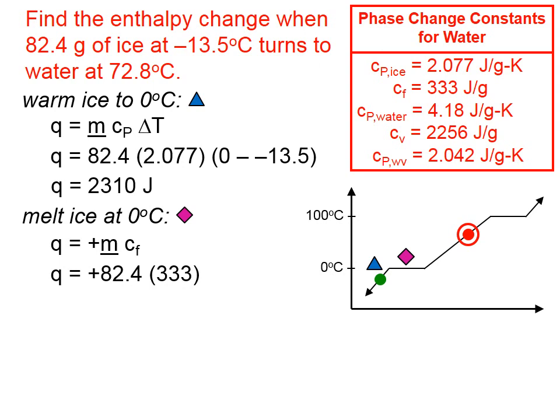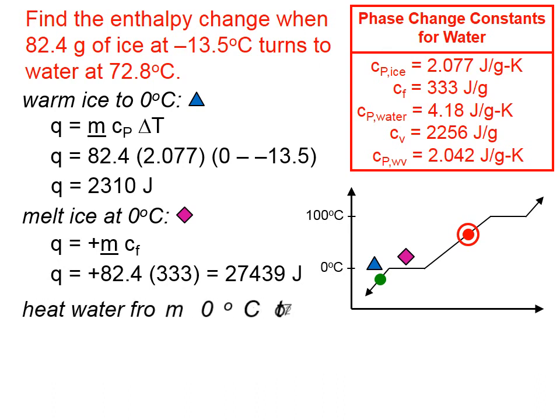Again, we check the units, 82.4 grams, and then we pick the heat of fusion right off the table, 333 joules per gram, and that's about 27,439 joules of energy to make that change. And lastly, we now must heat the water from 0 degrees up to 72.8 degrees. I'm going to designate this little transition with a star.